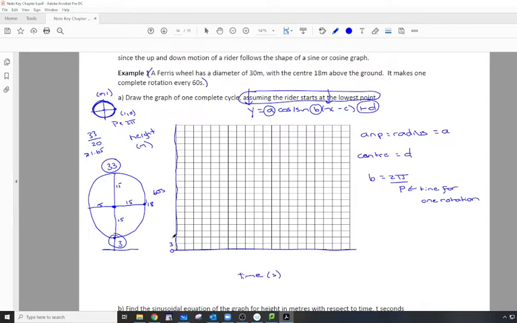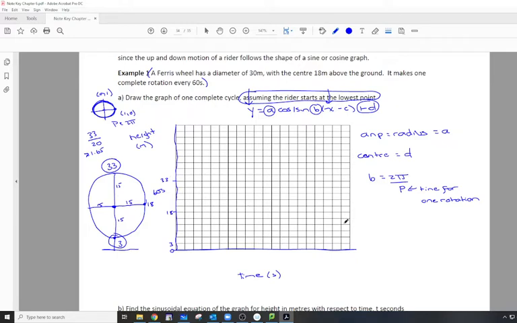So it goes 3, 6, 9, 12, 15, 18. Yeah, so 18 is right there. And then 21, 24, 27, 30, and then up here is 33. So I'm not going to really maximize this grid, but that's okay.